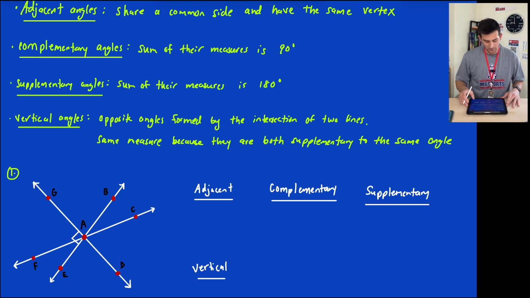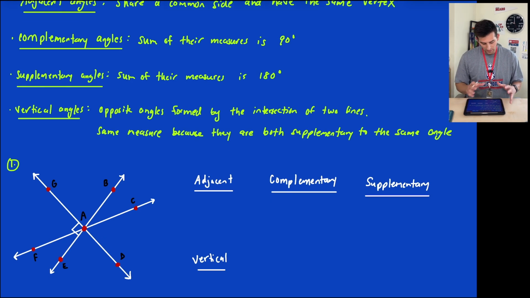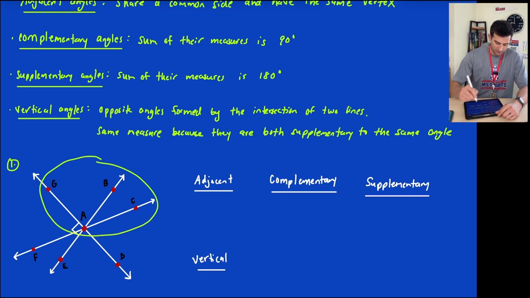All right, so let's jump into example one. We have this diagram here. We want to just identify two adjacent angles. Now there's more than two of these that we're going to look at here, of these four, but let's just find two and let's go with that. So for adjacent, we want to share a common side and have the same vertex. So let's focus on this part of our diagram right here.